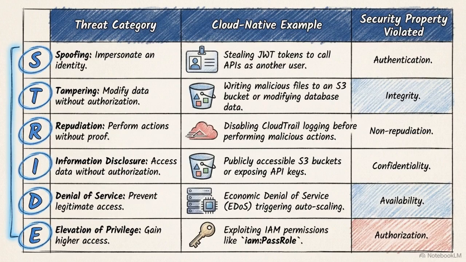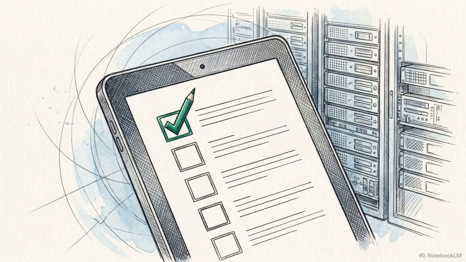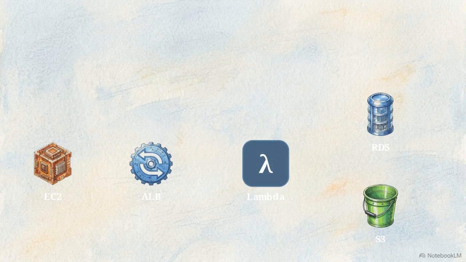Finally, E is elevation of privilege. Gaining higher access than granted, such as exploiting an IAM PassRole permission, breaks authorization. Classifying threats through STRIDE creates a systematic checklist to ensure that every fundamental security property is addressed when designing a cloud architecture. Let's apply this to a standard multi-tier AWS web application to serve as our baseline architecture.